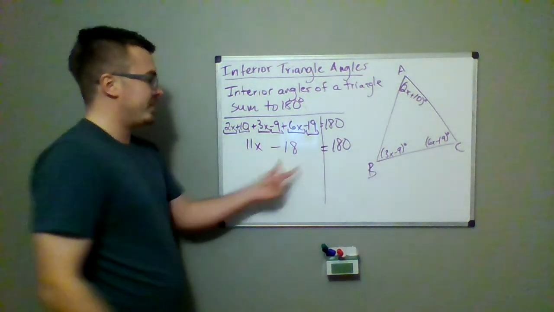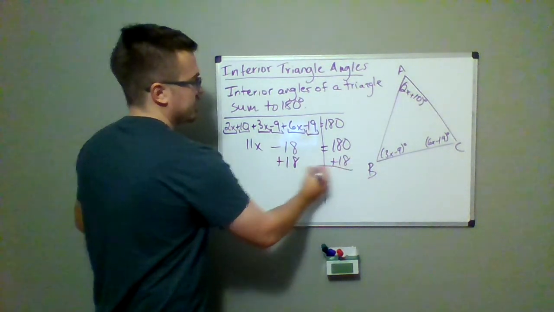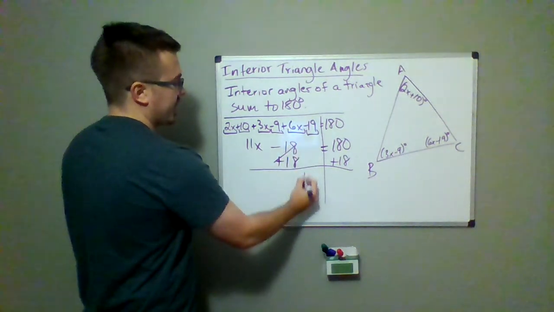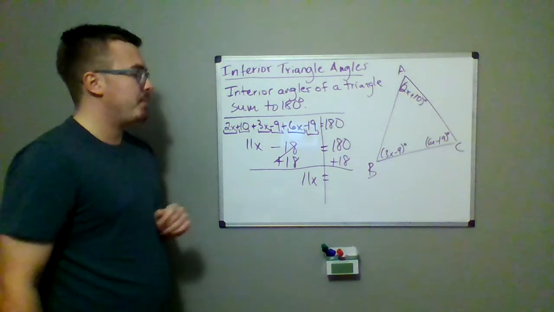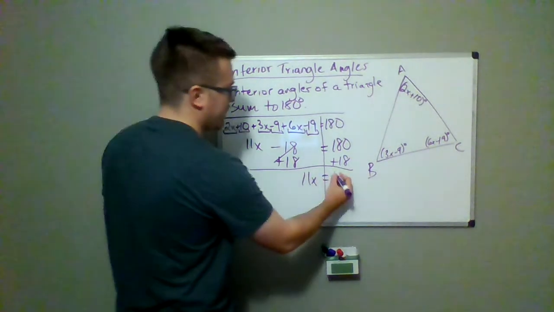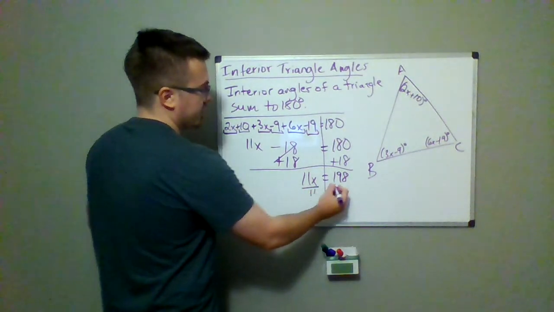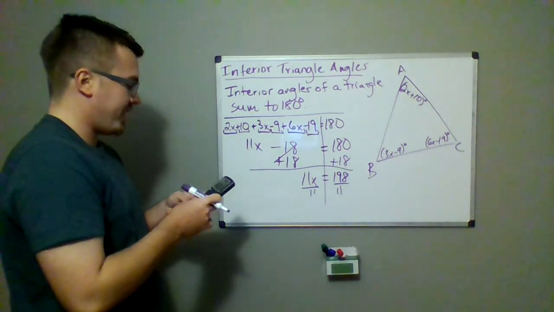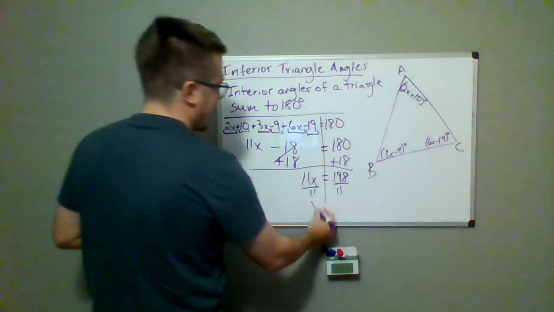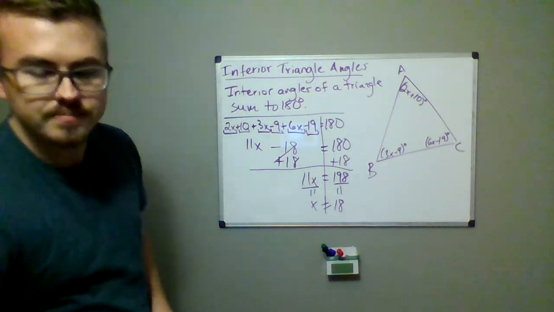Next step is I've got to get rid of that minus 18, so I'm going to add 18. That's going to cancel out there, leaving me with just 11x is equal to 180 plus 18, which is going to give me 198. And my last step would be to divide by 11. I'm going to use a calculator just to make sure. 198 divided by 11 is going to give me x is equal to 18.